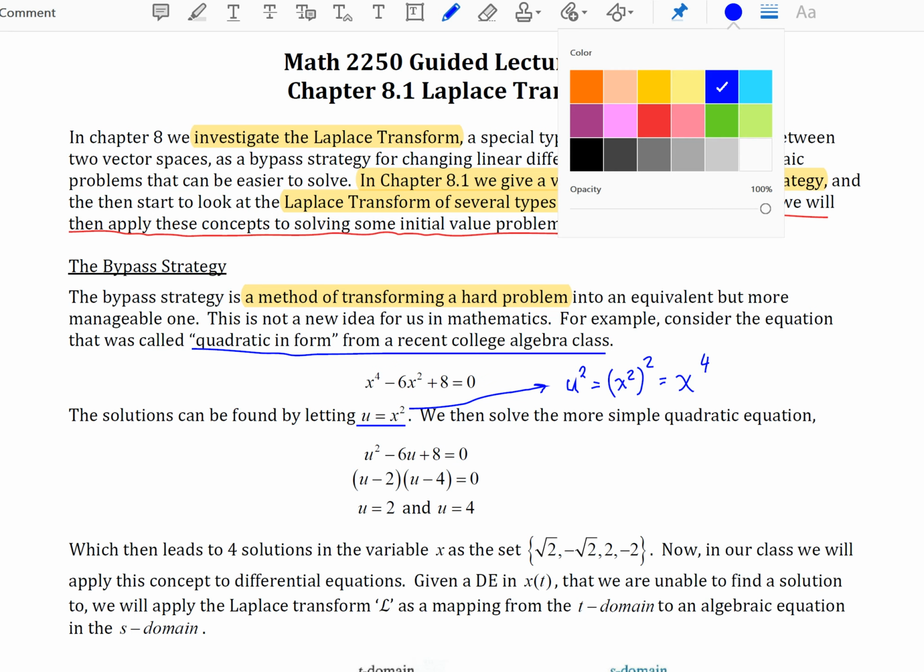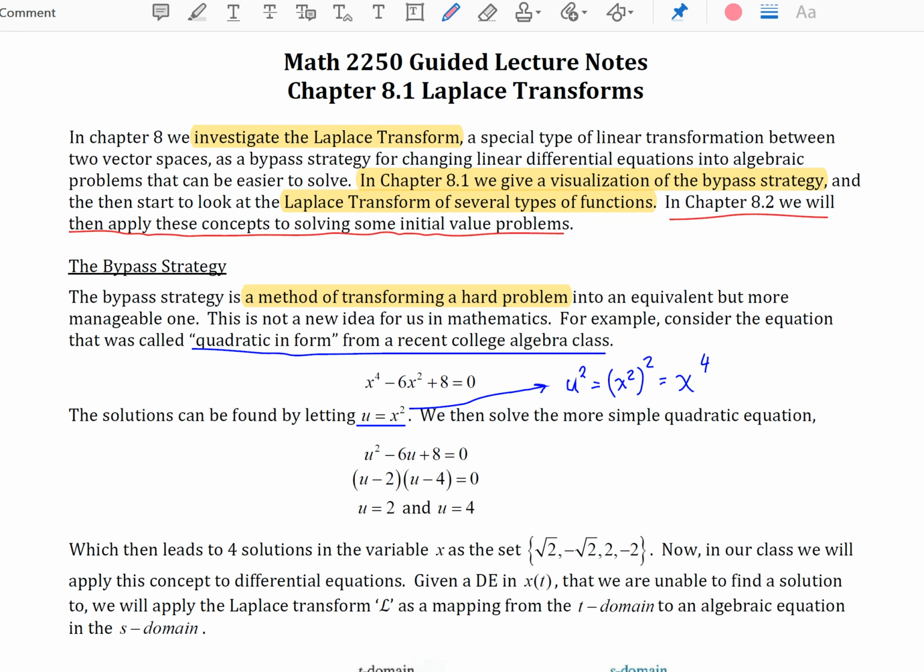So replacing our terms in our polynomial, x to the fourth becomes u squared. x squared becomes u. And now we have an equation that looks more like a quadratic, which you'll probably recognize is factorable and gives two factors. Now these are the two factors or the two roots to the quadratic, but we weren't solving the quadratic, we were actually solving this fourth degree polynomial.